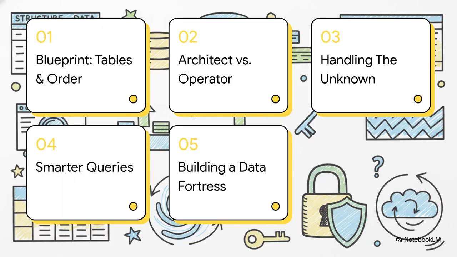So here's the game plan. We'll start with the absolute basics, the blueprint. That means tables and how we bring some order to the chaos. Then we'll talk about the two big roles, the architect and the operator. After that, we dive into the messy reality of handling unknown data. From there, we'll learn some tricks to write smarter queries that do the heavy lifting for us. And finally, we'll put it all together to build that secure data fortress.